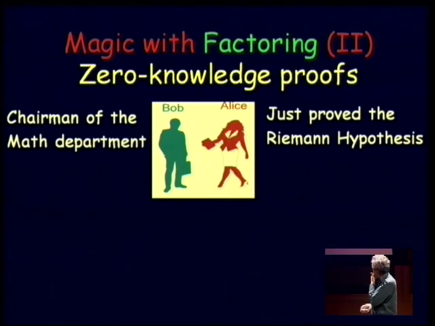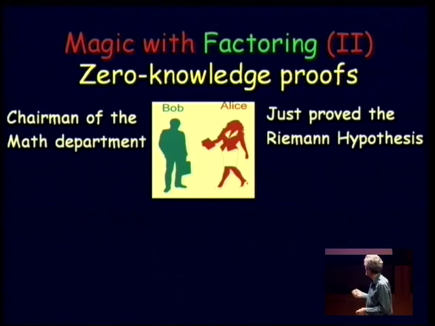Here's another magic. This is a motivating story, a joke, but the content is very real. Here the motivating story is that they are both mathematicians. One, let's say, is a chairman, and the other is a junior mathematician who just proved the Riemann hypothesis, which you just heard about. It's a very important problem. It's a million-dollar problem, so you really want to solve it. By the way, P versus NP is another of these million-dollar problems on the Clay list. So, well, she just did it. She wants to get credit, to get rich, and to get tenure.